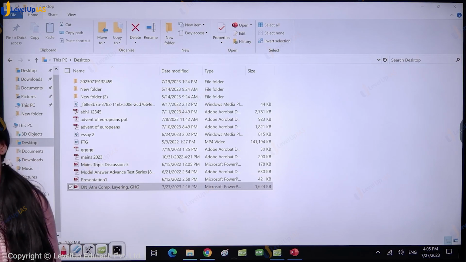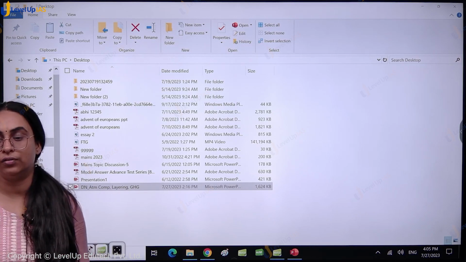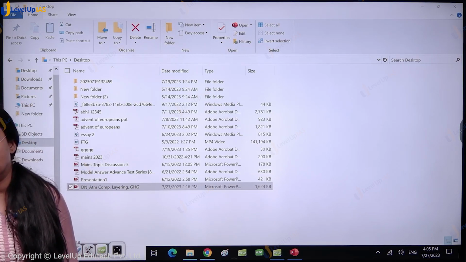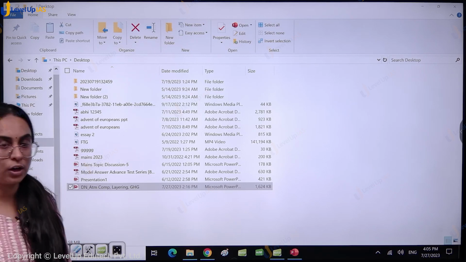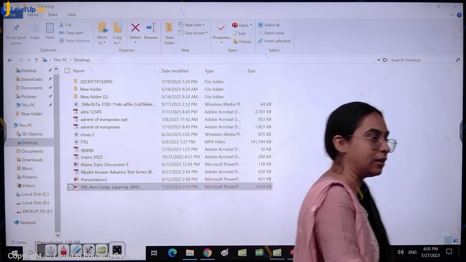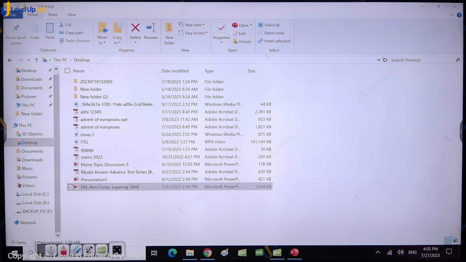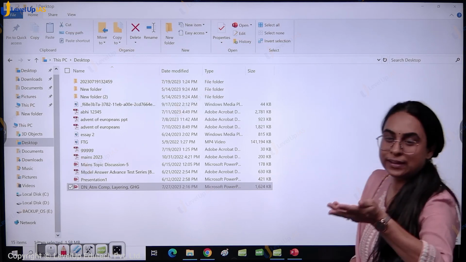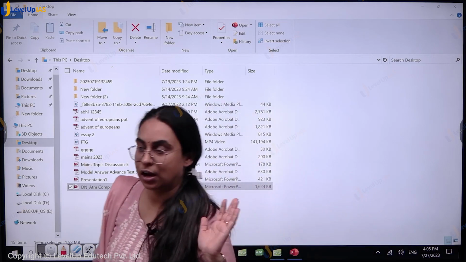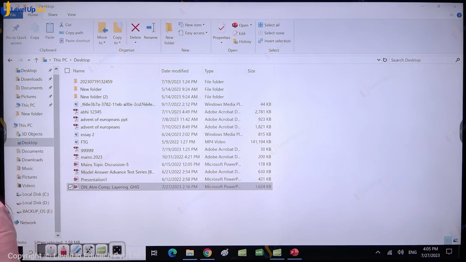Give the next heading. The layering of the atmosphere on the basis of temperature pattern. Now we will read it in detail. Earlier we had only seen it roughly. We have seen greenhouse gas, and now we will deal with it in detail.